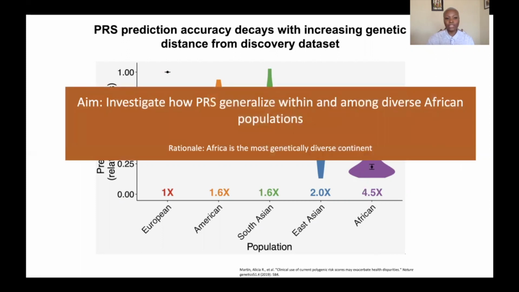So the aim of this study was to investigate how PRS generalize within and among diverse African populations. And the reason we're wanting to do this is because Africa is the most genetically diverse continent. And in fact, the genetic divergence across Africa is comparable to that across out of Africa continents.